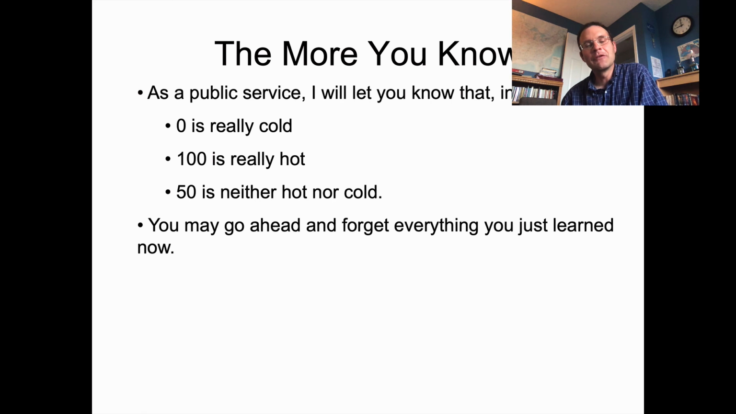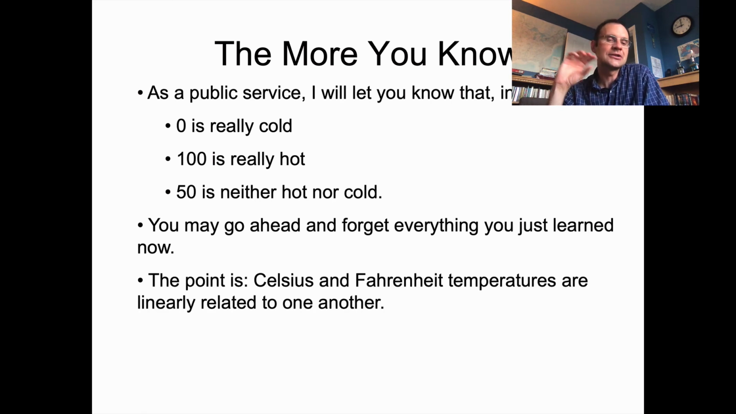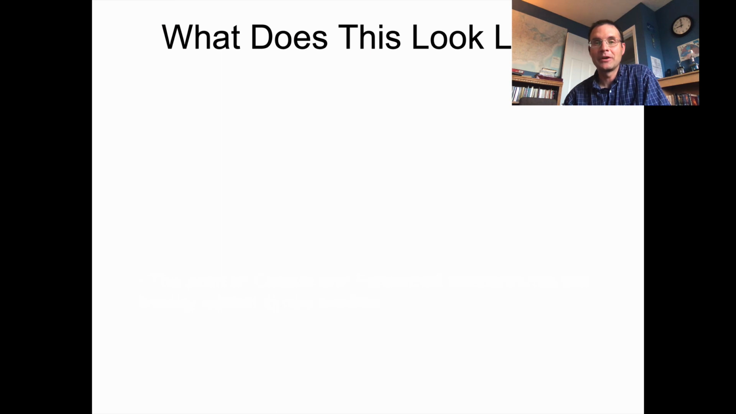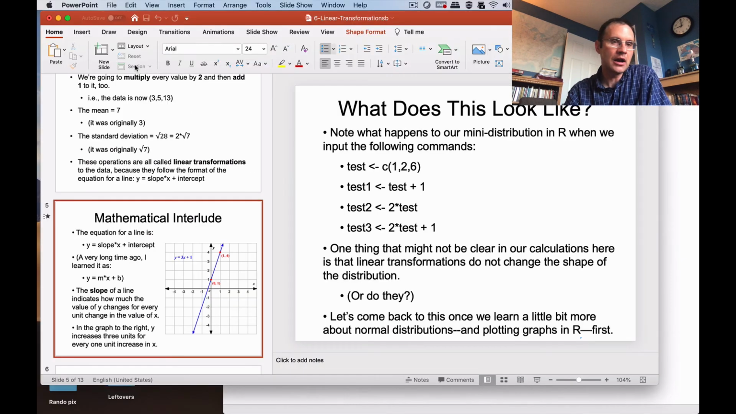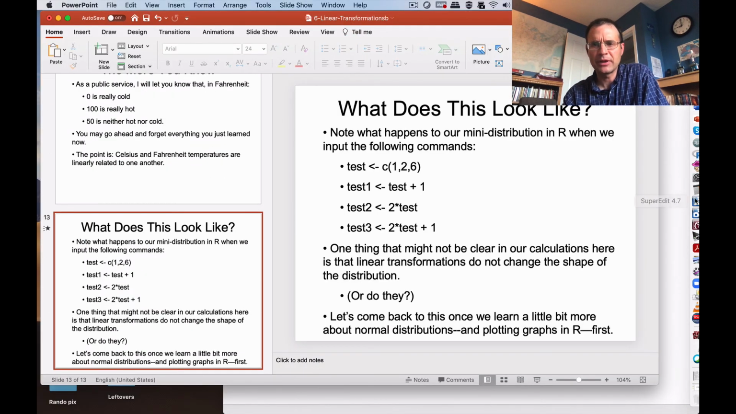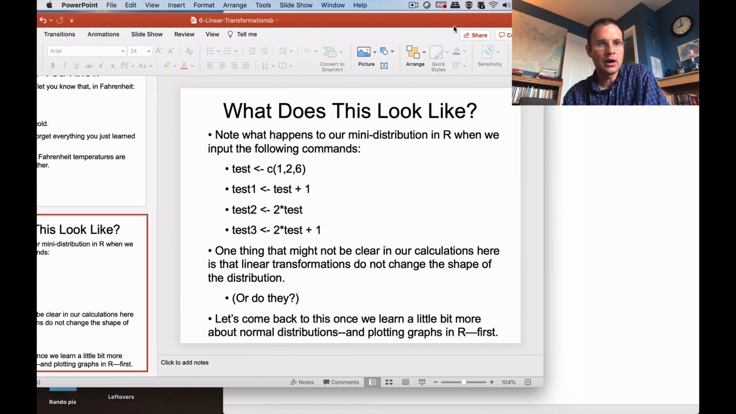What I really want you to know for this class, though, is that Celsius and Fahrenheit temperatures are linearly related to one another. And it's a nice example of a linear relationship from real life. I'm not going to say anything further about it today, although we'll talk about it a bit more in the future. I want to go back to that original data set that we were playing around with, and I want to play around with it a bit in R.